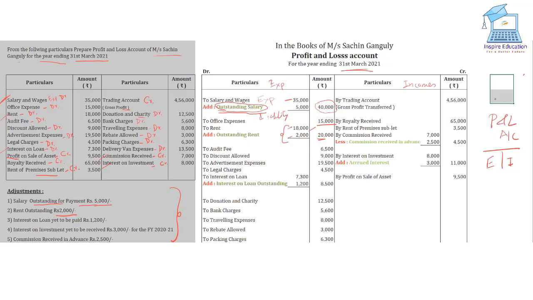Suppose you have not paid the rent for the month of March. But this doesn't mean that this is not the expense of this financial year. You have not paid, but this is the expense of this accounting year. So we will add the amount which is not paid but pertains to this financial year, and this way 20,000 is the expense of this year. Clear?